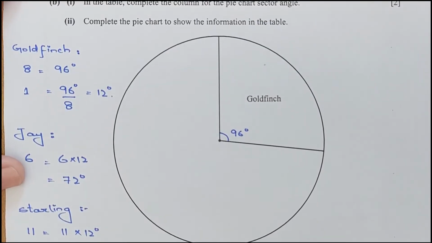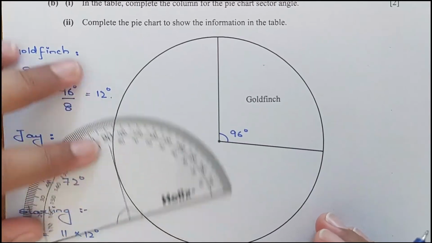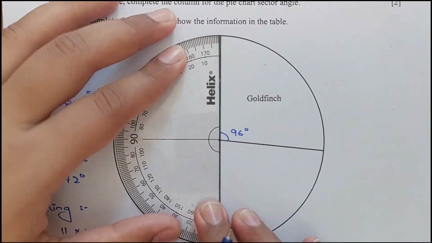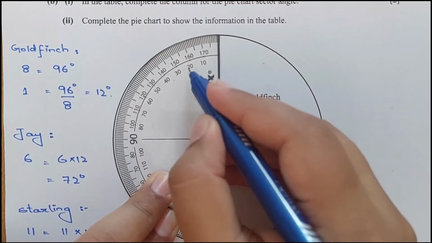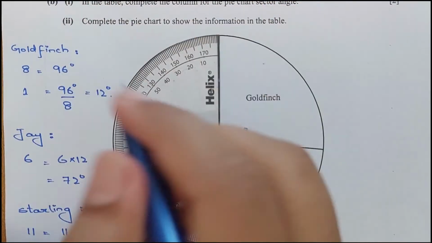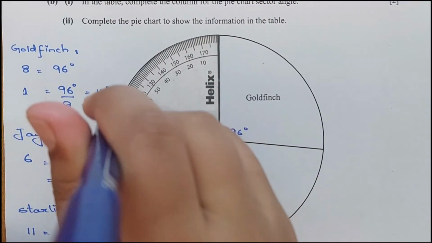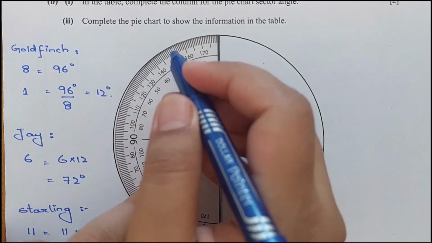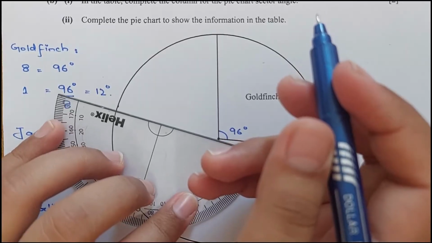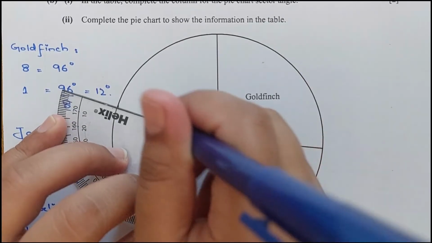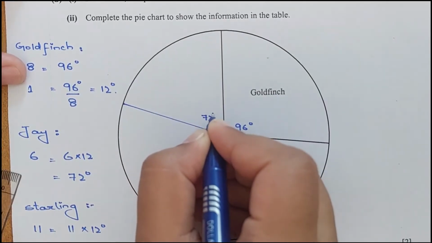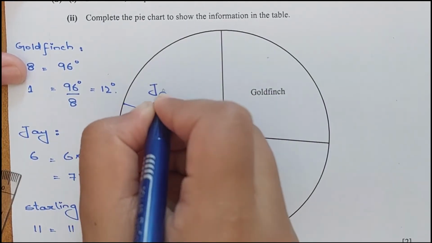So let me find the angle of 72 degrees. All right, from here 10, 20, 30, 40, 50, 60, 70 and 72. This is 70, here it is 72. Let me double check. Yes, that is the angle 72. This is 72 and this is J.